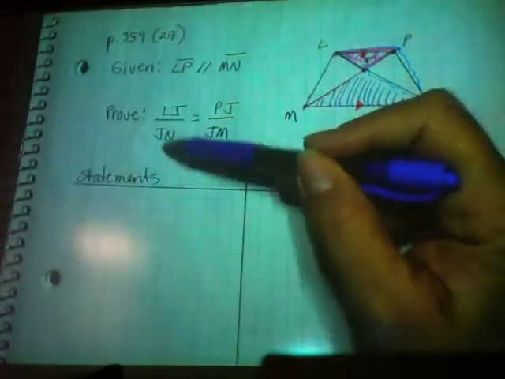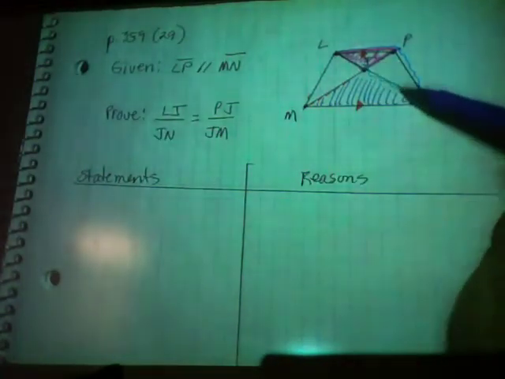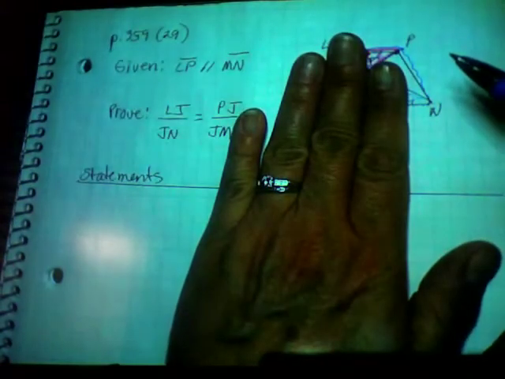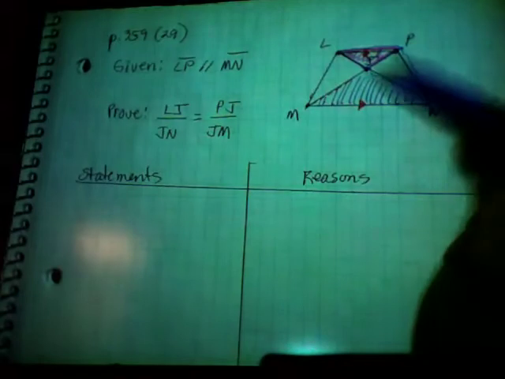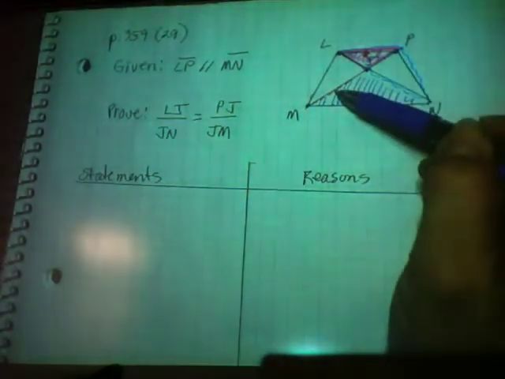So what they're saying is LJ is to JN. These must be corresponding sides on the triangles. Are the triangles oriented correctly? We'd have to reflect it down and then reflect it horizontally, wouldn't we? So vertical and then horizontal. PJ is here and JM is here, so these must be corresponding sides. So we have to prove that those sides are proportional.